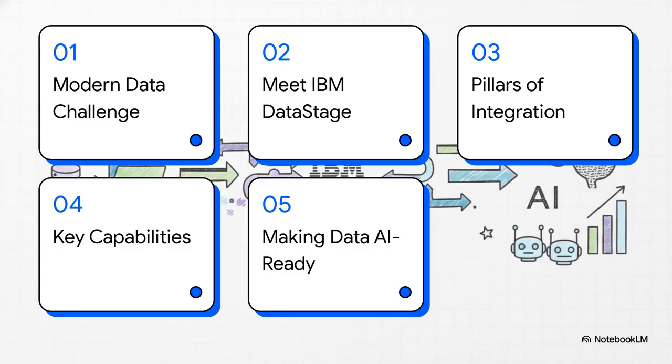Okay, so here's our game plan. First, we're going to look at the data challenges pretty much every company is wrestling with right now. Then, we'll get to know the tool itself and its core ideas. After that, we'll see its key features in action. And finally, we'll tie it all together to show why this stuff is absolutely crucial for any AI strategy.